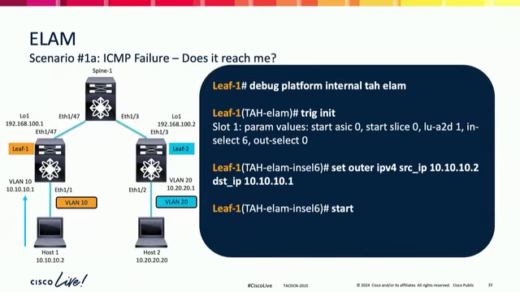One of the scenarios where we use the ELAM is a very common one, where you're trying to ping your gateway to determine if this gateway is both receiving your traffic and processing it correctly. So what we want to do in this case is start with a debug platform internal TA ELAM. We may not necessarily know where our traffic might be arriving, so we can run this capture wide open with a trig in it. From there, we define it for the particular flow that we want, from host 1 to leaf 1, our gateway, and then start it once we're ready.